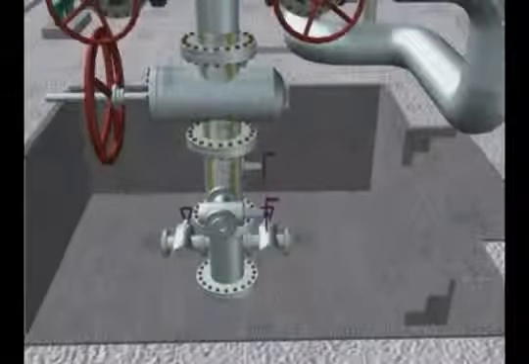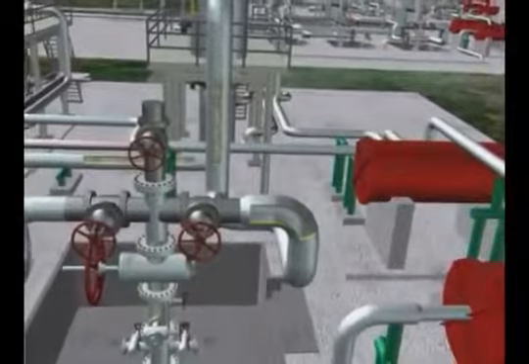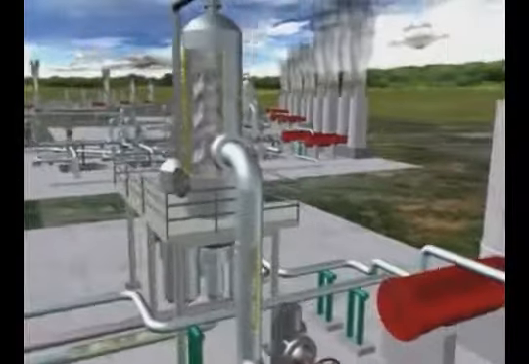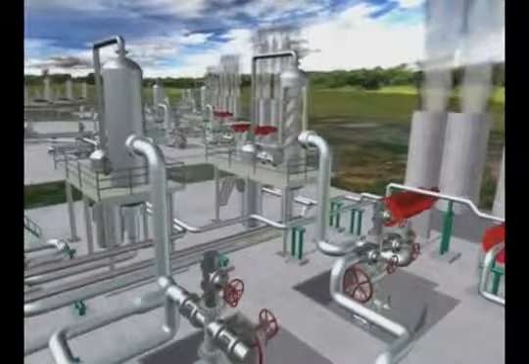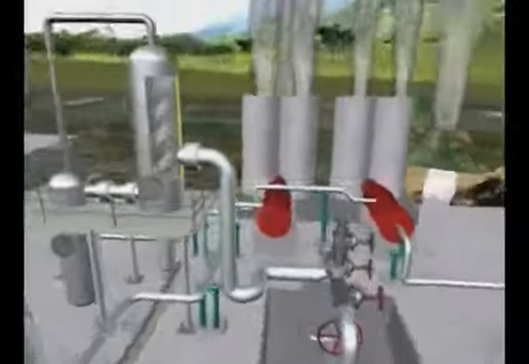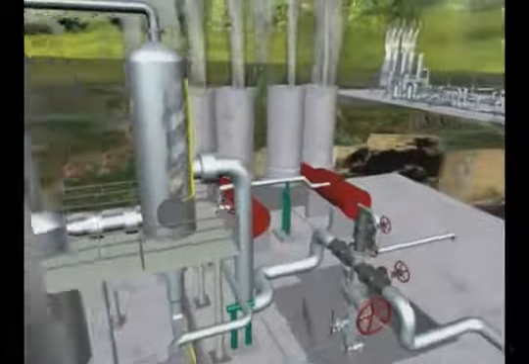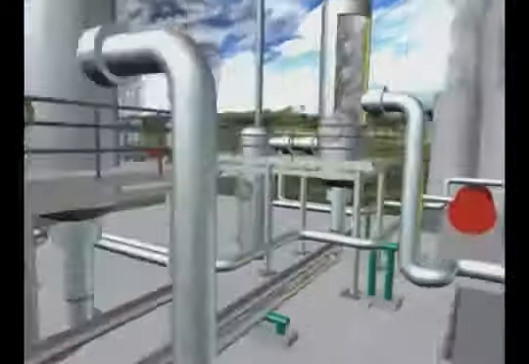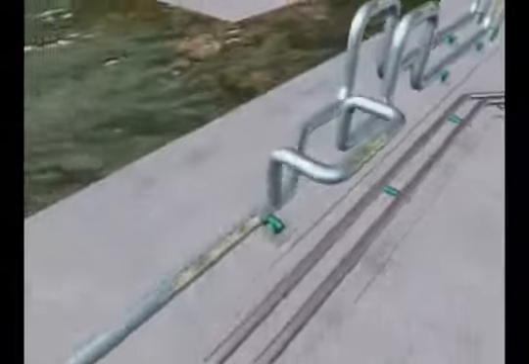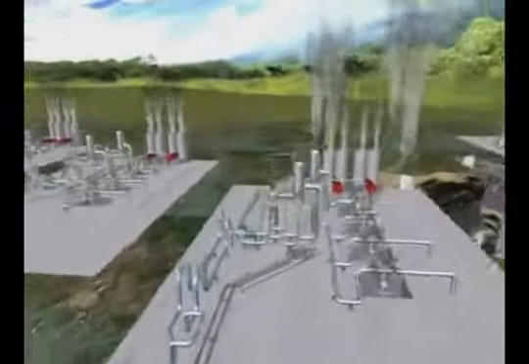Once at the surface, steam and water are separated using a cyclone separator, where the denser, heavier water falls to the bottom of the vessel and steam rises to the top by the effect of gravity. Steam is transported through a network of pipelines, also known as a steam gathering system, to Berlin Geothermal Power Plant.